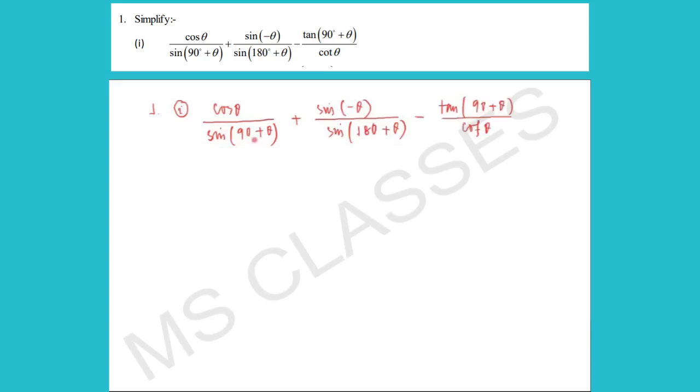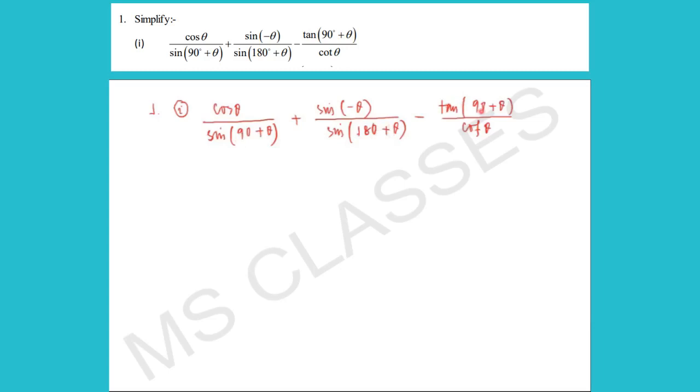Cos theta by sine 90 plus theta, plus sine of minus theta by sine of 180 plus theta, minus tan of 90 plus theta by cos. You have to simplify this expression. So what is your intention first? You have to change these angles. Here you have sine 90 plus theta, sine 180 plus theta, and tan 90 plus theta, so you have to simplify each of these.